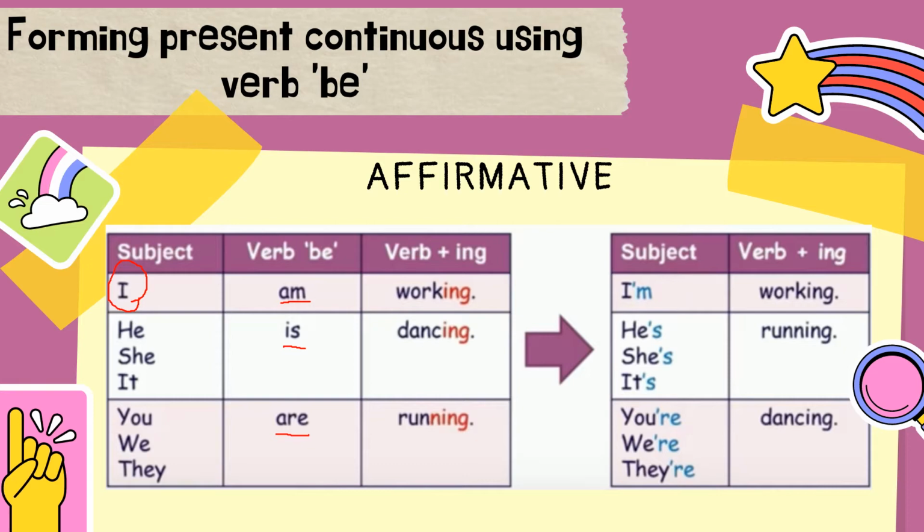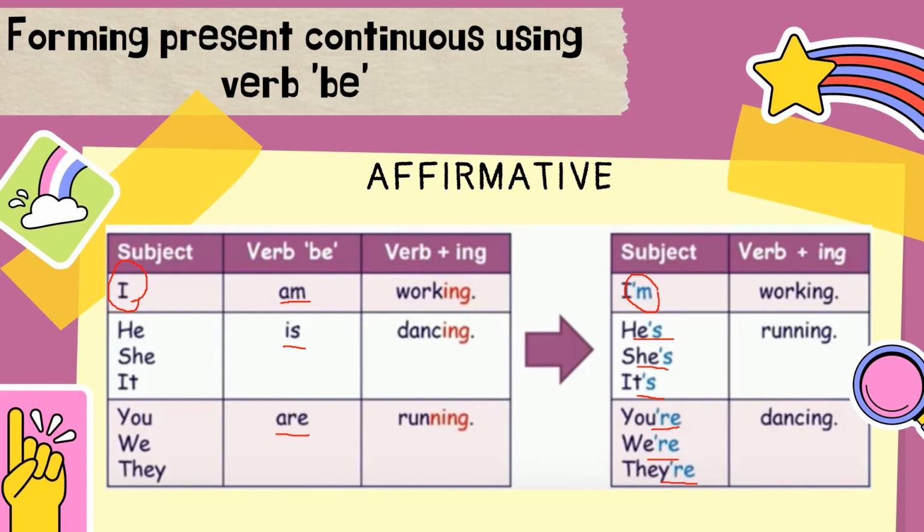Okay, now you can also use contractions if you want to write in your sentences. I am, if you contract, it will become I'm. This is what we call contraction. He is, she is, it is will become he's, she's, and it's. And you are, we are, they are will become you're, we're, they're.